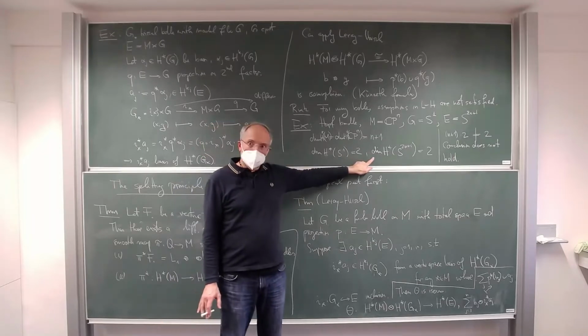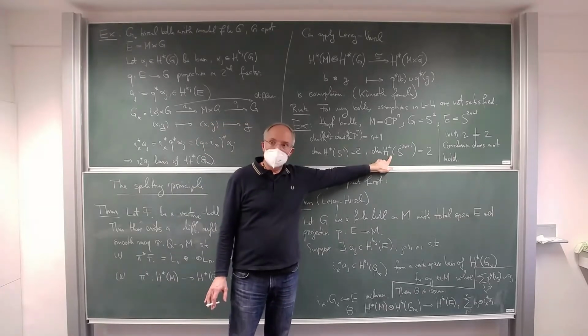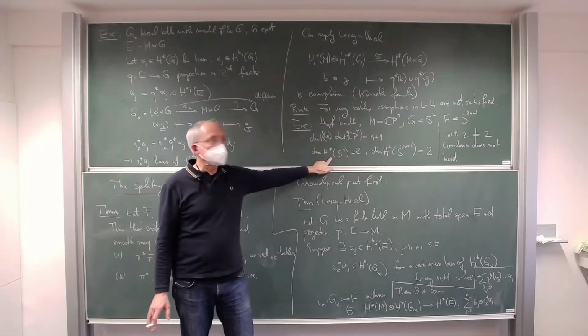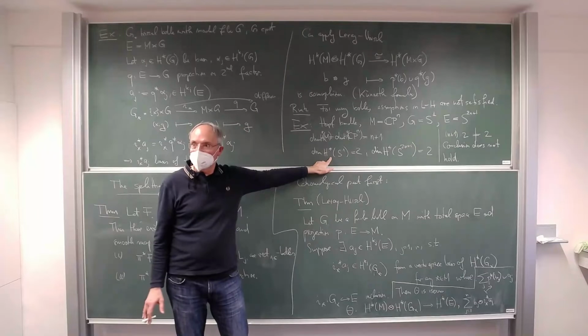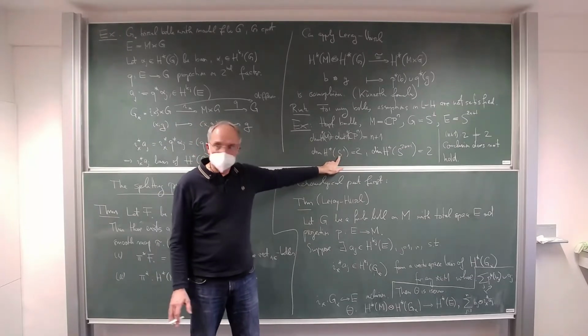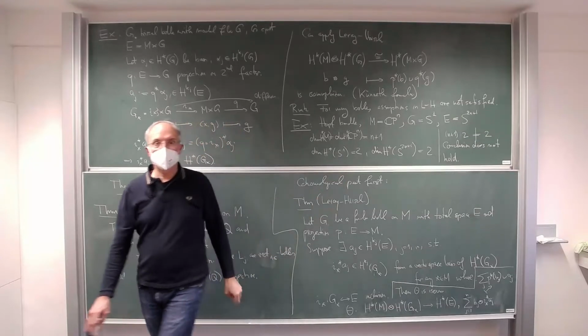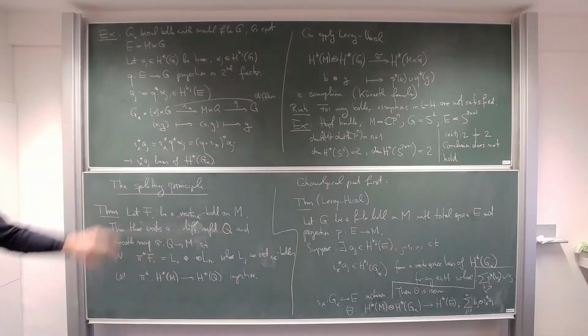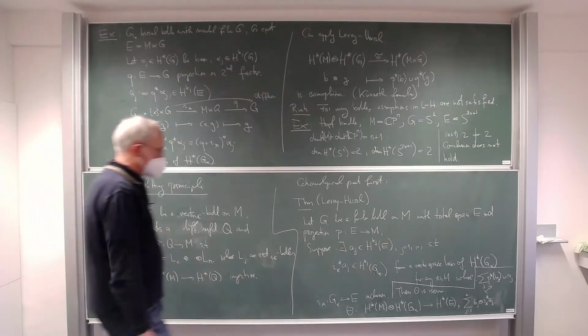For degree 0, it's okay, because in degree 0, we have the homology class represented by the constant function 1, which restricts, of course, to the thing represented by the constant function 1, which generates H0. H0 is okay, but H1 is not okay. So that's why the assumptions are not satisfied. And as we see, the conclusion is also not true.